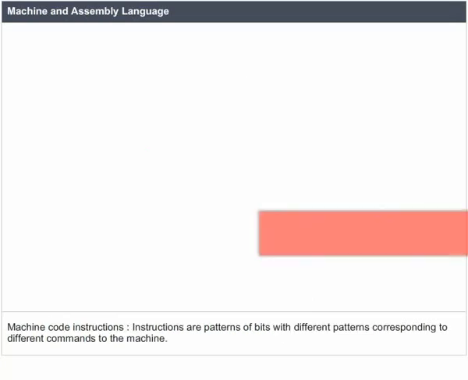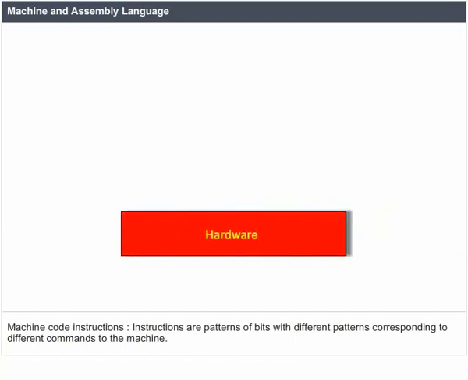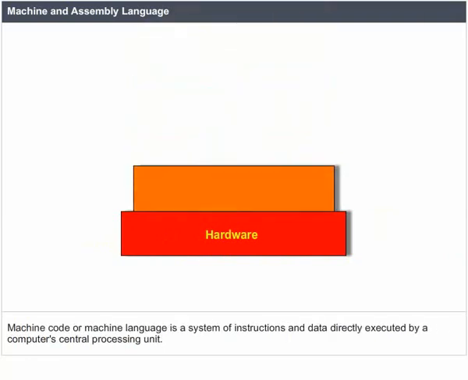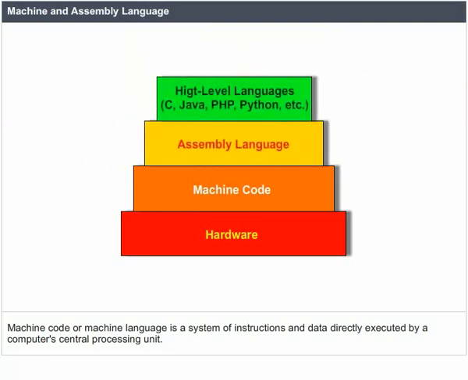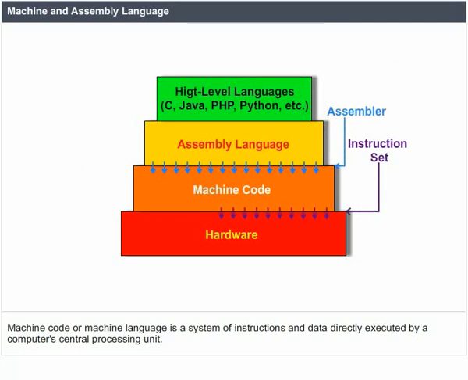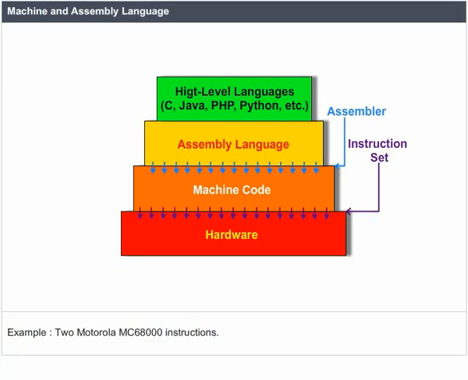Machine and assembly language. Machine code instructions. Instructions are patterns of bits, with different patterns corresponding to different commands to the machine. Machine code or machine language is a system of instructions and data directly executed by a computer's central processing unit. Example: two Motorola MC68000 instructions.